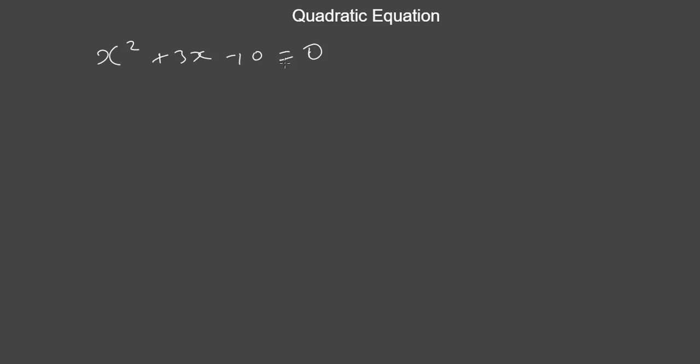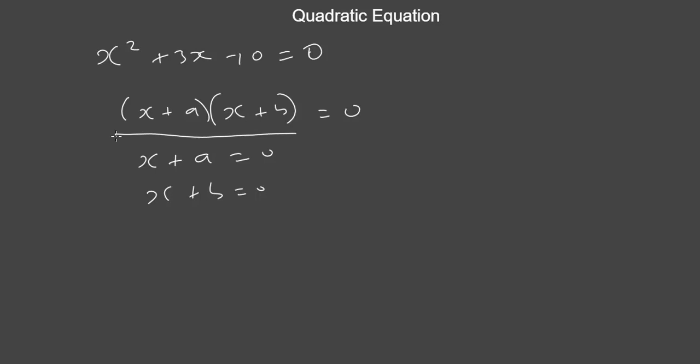The factorization method is a kind of strategy where you try to factorize the quadratic expression in this format. You want it to be factorized such that you have something like this equated to 0. Then eventually you will say let x plus a equals 0 and let x plus b equals 0. So this is what you want to get eventually. So how can you factorize this into something like this?